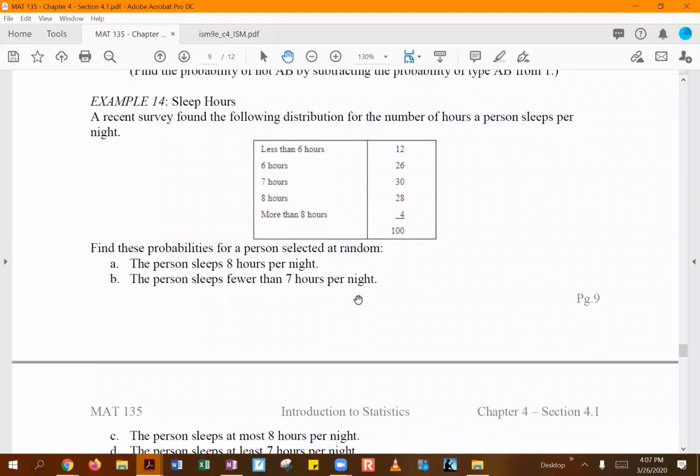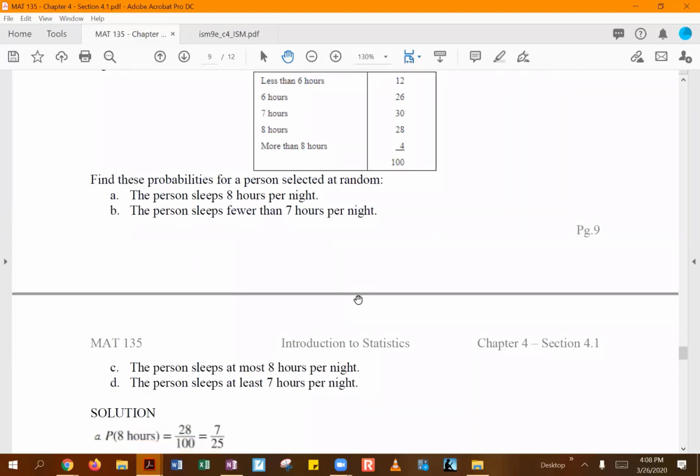All right, let's look at another example here. So we're talking about sleep hours. A recent survey found the following distribution for the number of hours a person sleeps per night. So there are 12 people who sleep less than 6 hours, 26 people who sleep 6 hours, 30 people who are sleeping 7, 28 people who sleep 8 hours, and only 4 who sleep more than 8 hours. So you can see that adds up to a total of 100 people that were surveyed.